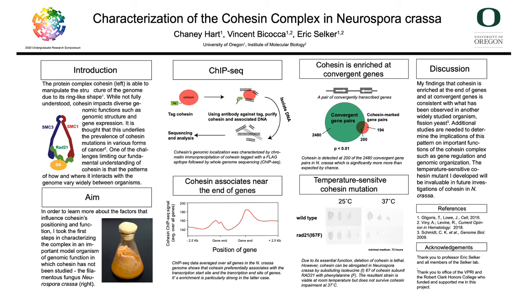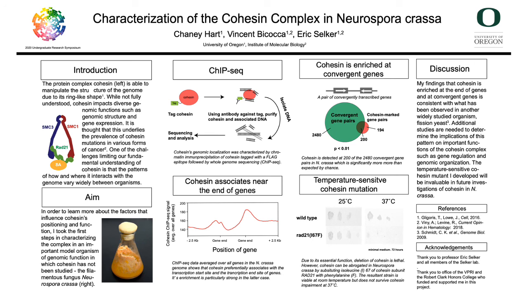Also in my project, I developed a strain that can be used in further analysis of cohesin in Neurospora crassa. Cohesin cannot be deleted from Neurospora crassa because that organism would not survive. It's an essential gene. But it is possible to introduce a mutation into cohesin subunit RAD21, and with this mutation, this strain is able to grow at room temperature fine, but when shifted to 37 degrees Celsius, cohesin is abrogated, and at this point, the effect of cohesin loss can be studied.